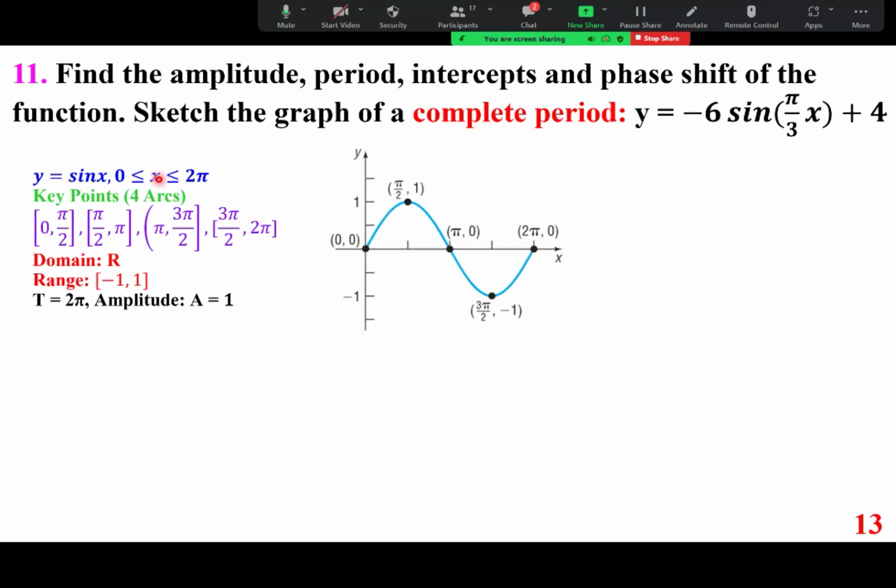And we use the key points by cutting this into 4 sub-intervals: 0 to pi over 2, pi over 2 to pi, pi to 3 pi over 2, and 3 pi over 2 to 2 pi. And what happens is very simple. We have 0, 0 here, pi over 2, 1, pi 0, 3 pi over 2 minus 1, 2 pi 0, and these are the key points. What is the domain? All real numbers. What is the range? Negative 1 to 1. What is the amplitude? A equals 1. Now, if you want the entire function, instead of a complete cycle, you go indefinitely on the left and right. That's what happens.